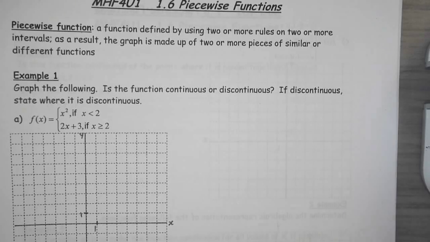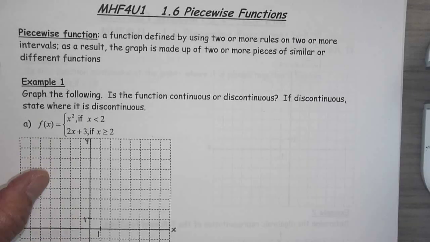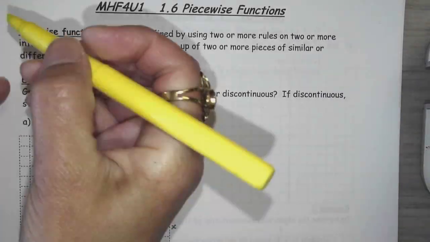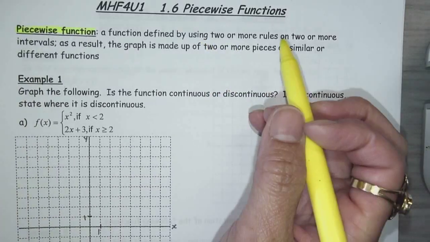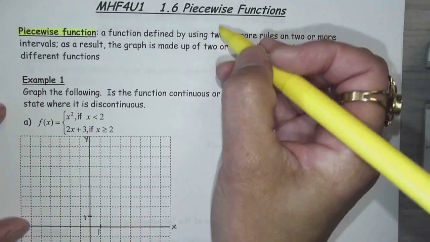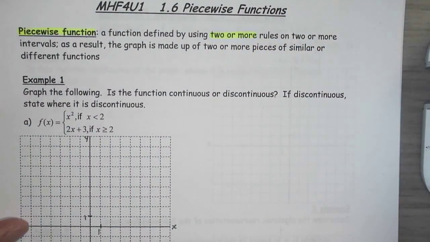Number 6 is piecewise functions. I mentioned this before when we were talking about the absolute value function. The absolute value function is made up of 2 lines. So that's a piecewise function. Is it always 2? No. A piecewise function is a function defined by using 2 or more rules. So it doesn't have to be just 2 pieces; it can be 2 or more intervals.